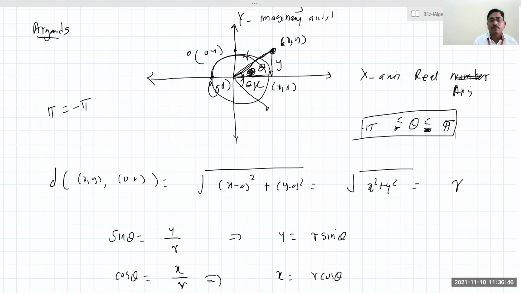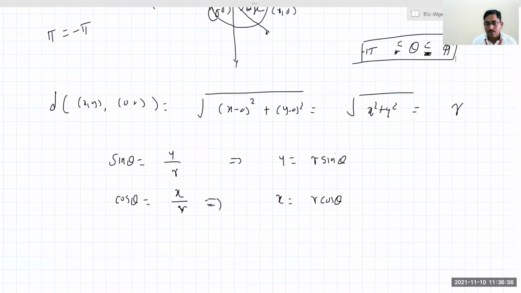And there may be a general value of theta, because when you rotate in a circular rotation, that is 2 pi rotations, the position will be the same. I'll explain that next. Okay, I have to write x here. x is r cos theta and y is r sin theta.